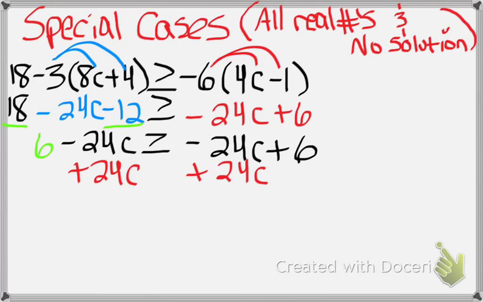Well, here's what's going to happen. They're going to cancel on the right side. They're going to cancel on the left side. And notice your letters all canceled out. This is going to be one of those special situations. So you're left with 6 is greater than or equal to 6.